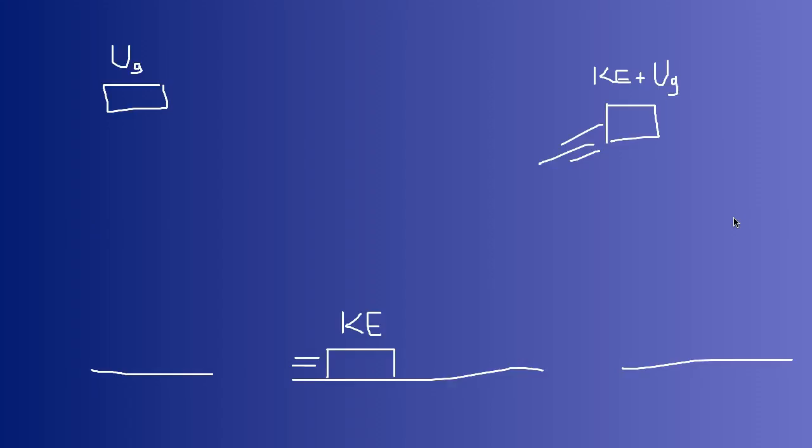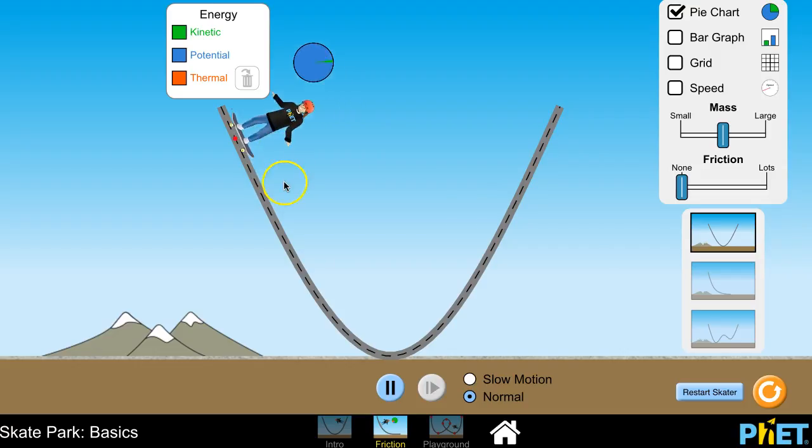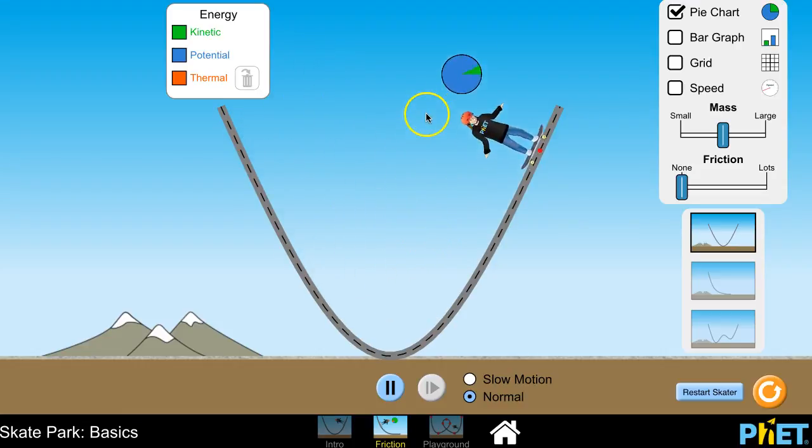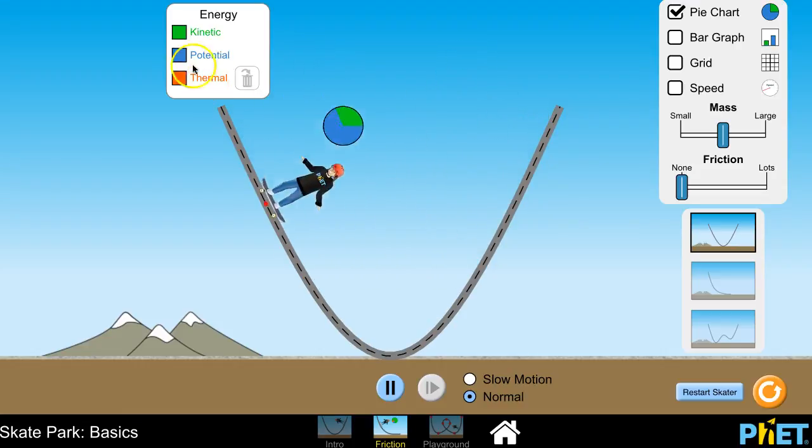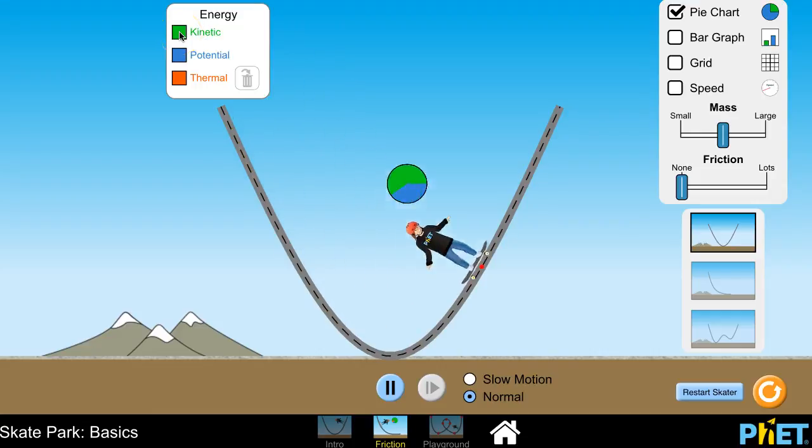And we can use that to our advantage when we're analyzing situations. If we know the energy is the same, we can look at how it was before and after and use that to make some pretty powerful predictions. So the first way we're going to look at this is with this skateboarder. You can see the skateboarder has a pie chart floating above her head, and in it we have green slices and blue slices, and the blue represents potential energy from gravity, the green slices represent kinetic energy.